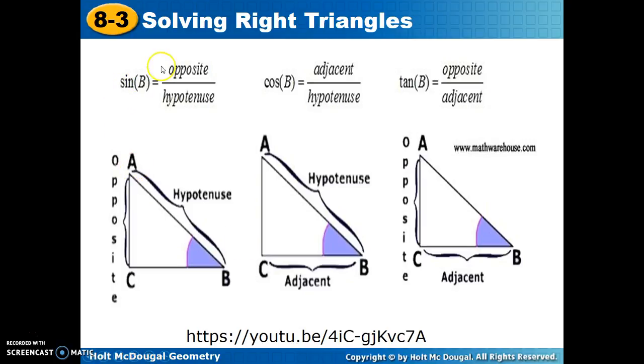That's because it's S-O-H, so, C-A-H, ka, T-O-A, TOA. And you can see kind of what's going on in each of these. Sine of this angle is the opposite side over the hypotenuse. Cosine of this angle is the adjacent leg over the hypotenuse. And then tangent is opposite over adjacent. So it's the opposite leg over the adjacent leg, and we'll have numbers for these.